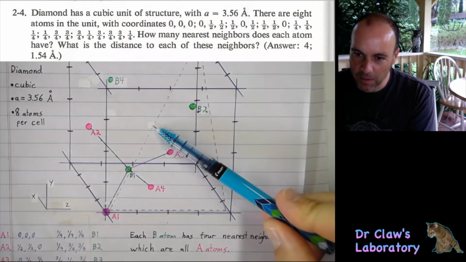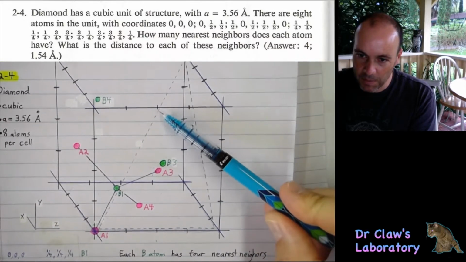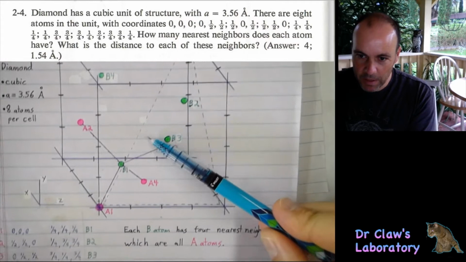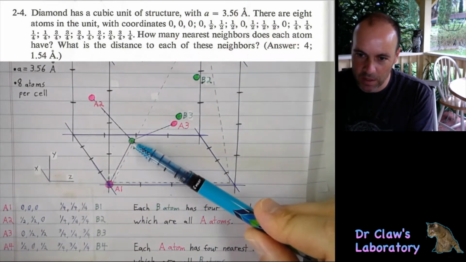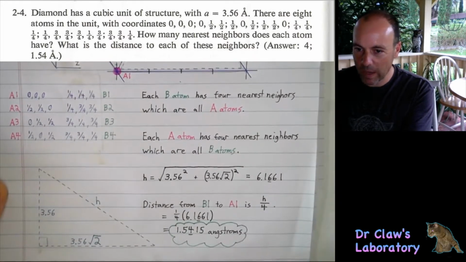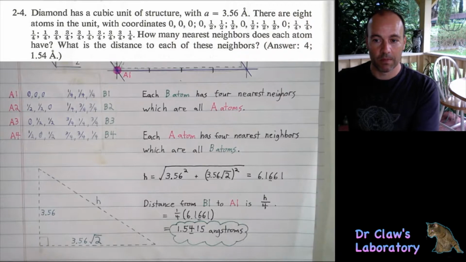The exact middle of the hypotenuse would have coordinates 1/2, 1/2, 1/2. And then up here, 3/4 along would be 3/4, 3/4, 3/4. But this is only 1/4 along. So the distance from here to here is 1/4 of the length of the hypotenuse. And when we calculate that, that does come out to be 1.54 angstroms.